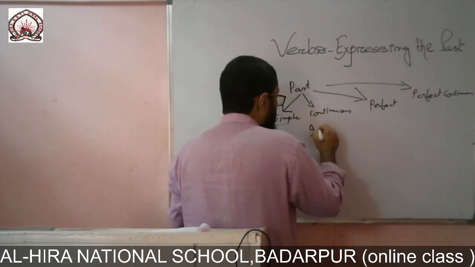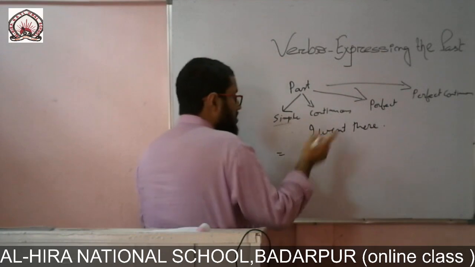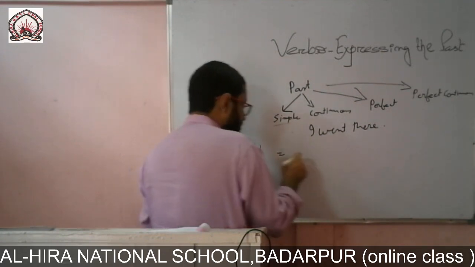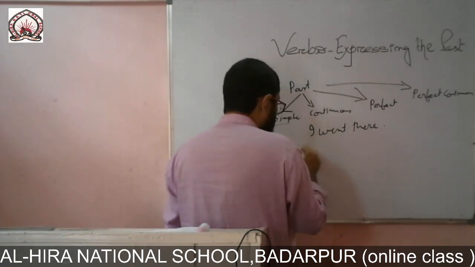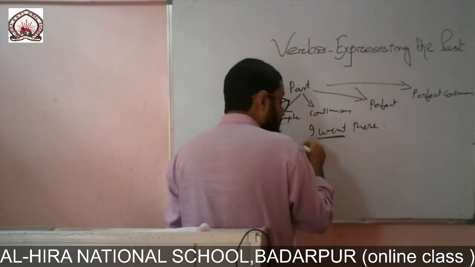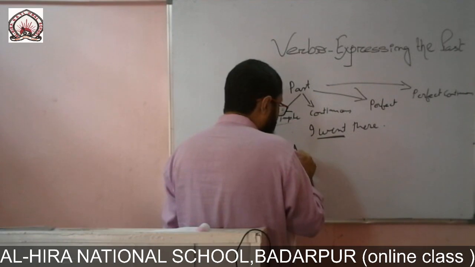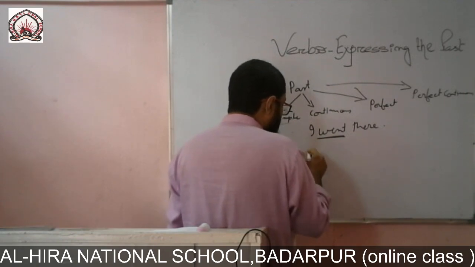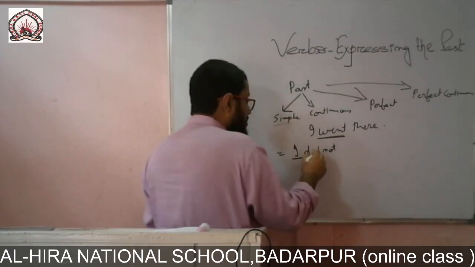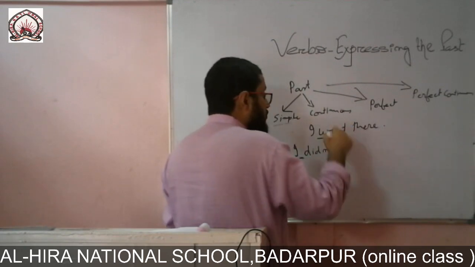For example, I went there. How to make it negative first? And I am writing, if the second form is given, then if you want to make it negative, right after writing the subject, we have to put did not. I did not. Then we are to put the main form, the first form of the verb.